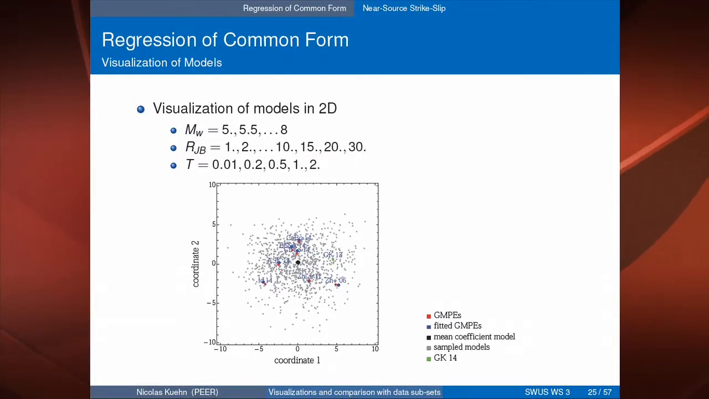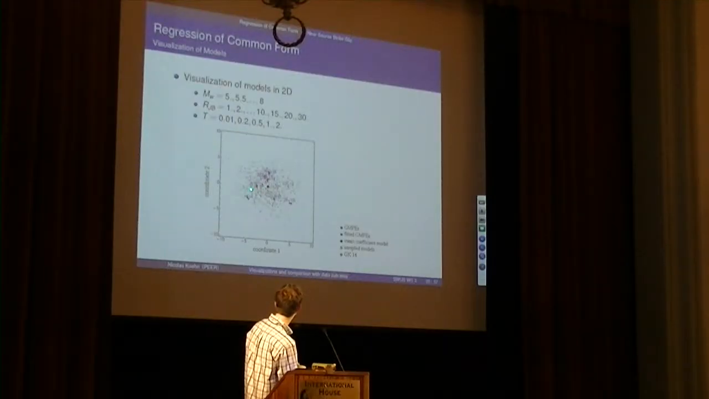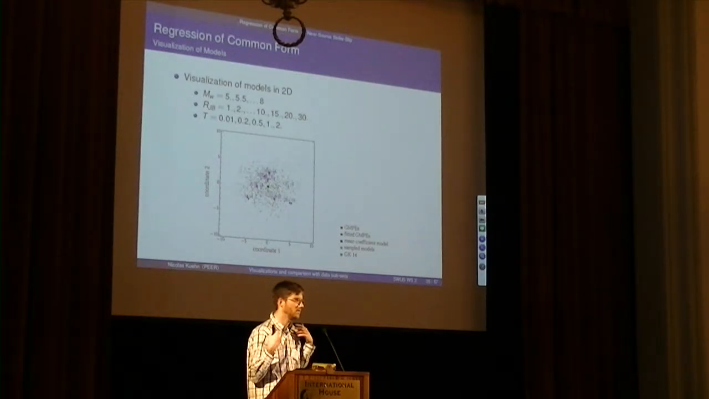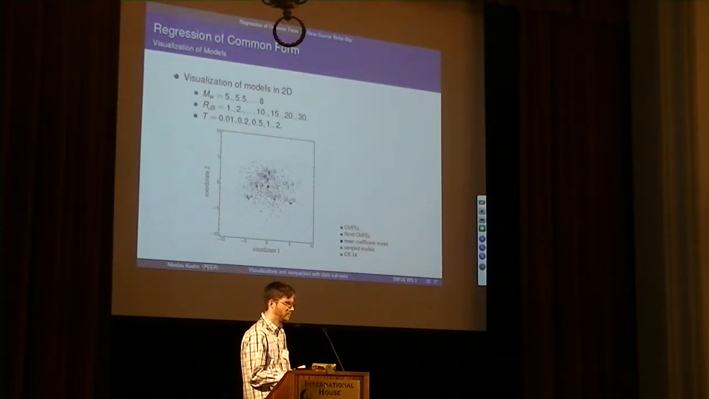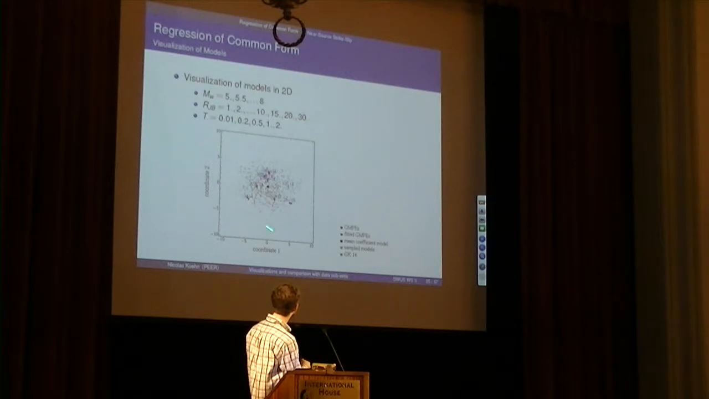And this is what the map looks like. Each red point is the original GMPE. Each blue point is the fitted GMPE, so it's the new model, the model using the fitted common functional form for those GMPEs. And as you see, they're pretty close. Each of the gray points is one of the sampled models, one of the 1,000 new models. And then we have the Gregor and Kalkan model, which is inside the range of these 1,000 models.